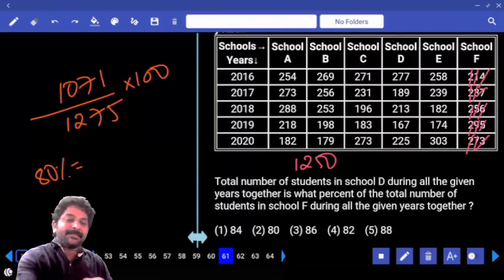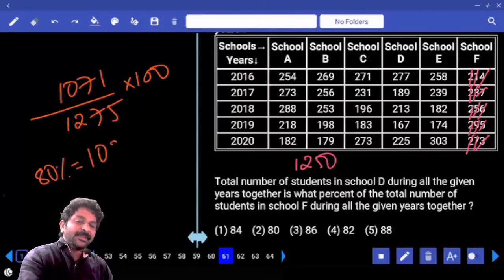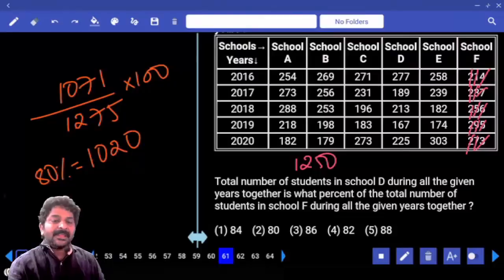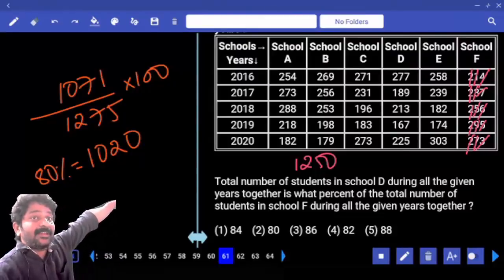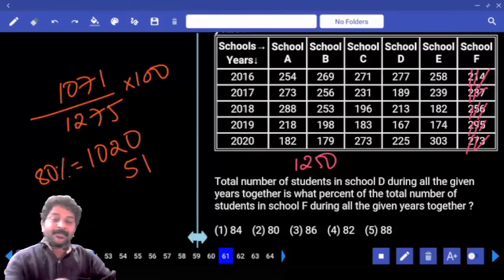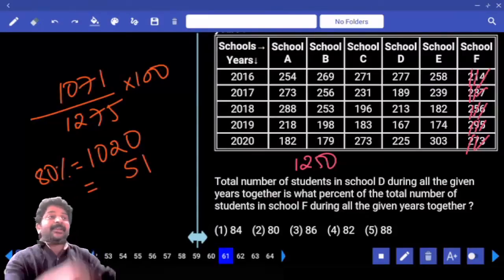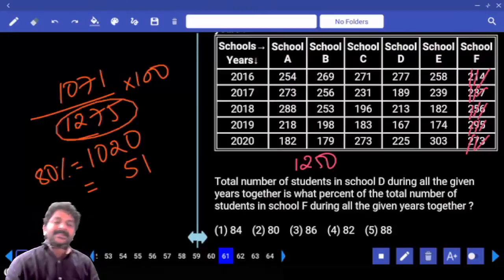255. If you subtract 255 from this number, that gives you 1020 only. If 1020 is 80%, our numerator is 1071. How much more do we have to add to this number? 51. You need to identify what percentage 51 is. Now approximately what is 1%? 12 point something. Can I treat it as 13?